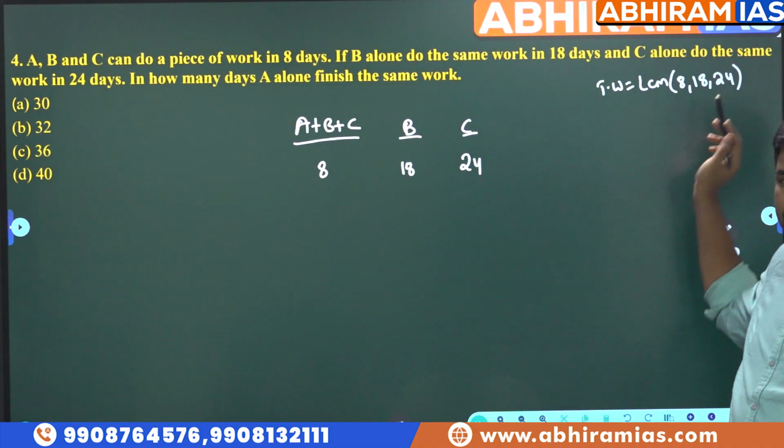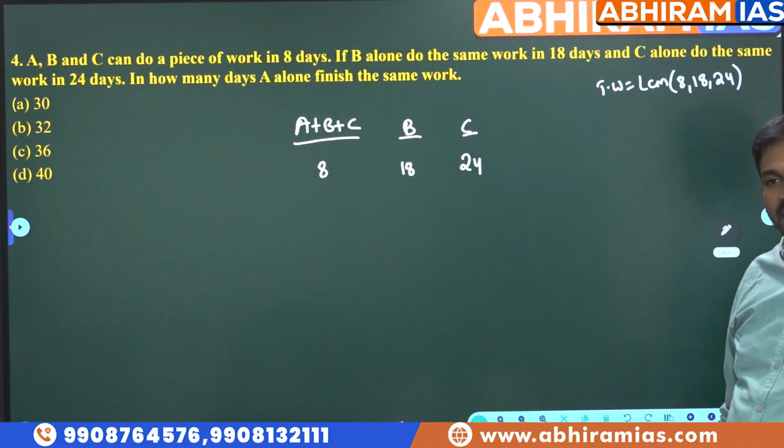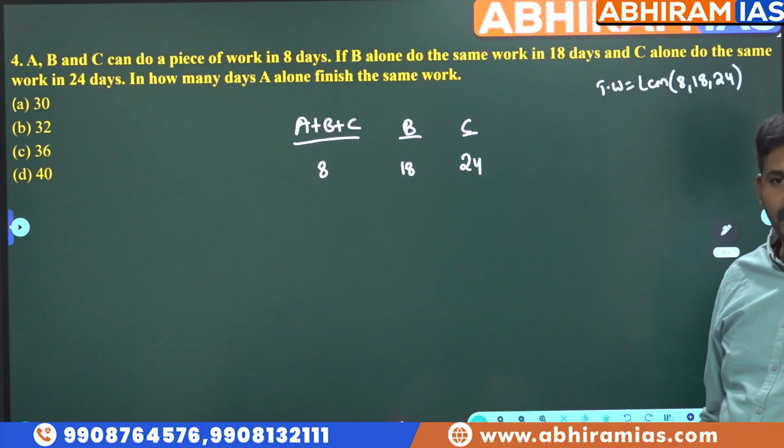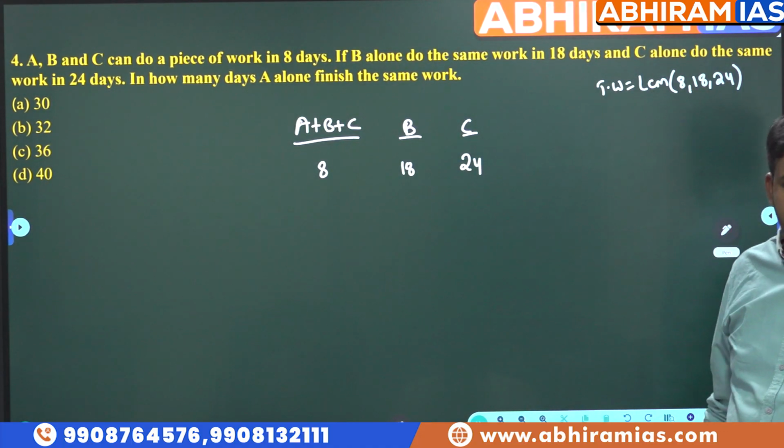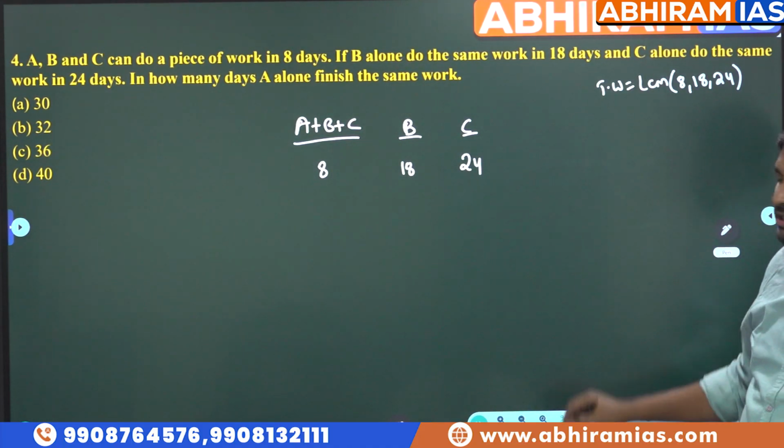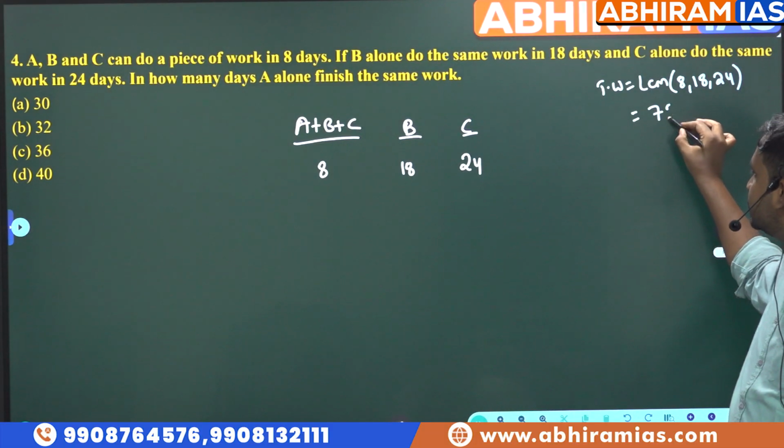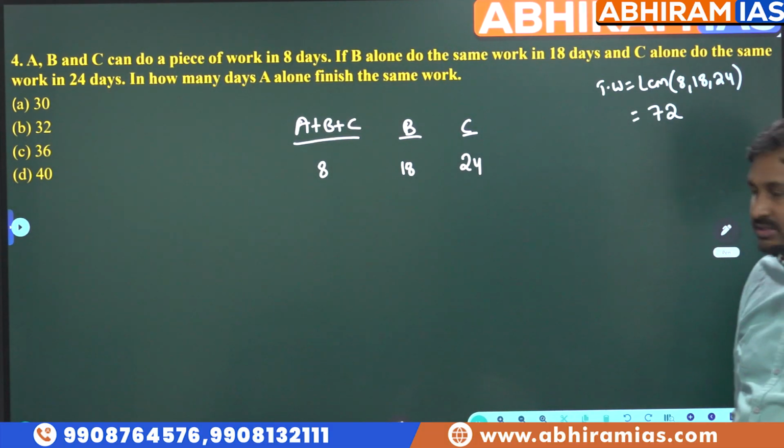48 is divisible by 8. It is not divisible by 18. Next multiple of 24 is 72. Is 72 divisible by 18? Yes. 18 4s are 72, right? So our LCM will become what here? 72. So our total work here becomes 72.